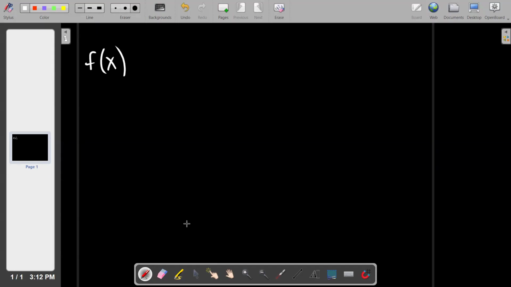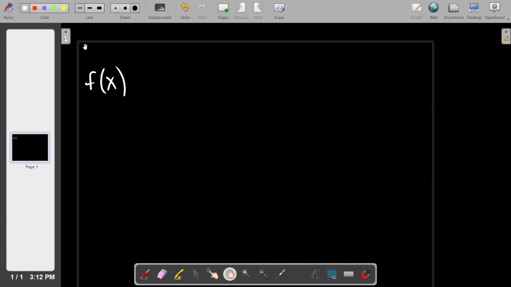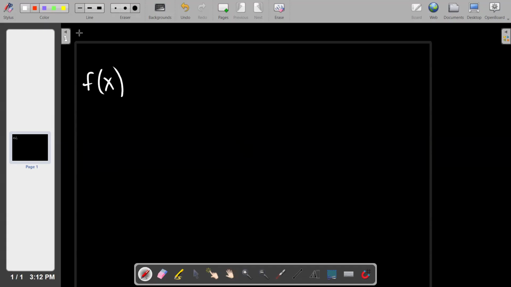Today's the 18th. I should scroll up and add my notes. Oh, apologies. Today is the 18th. And we are going to start looking at inverses, but very specifically graphically.